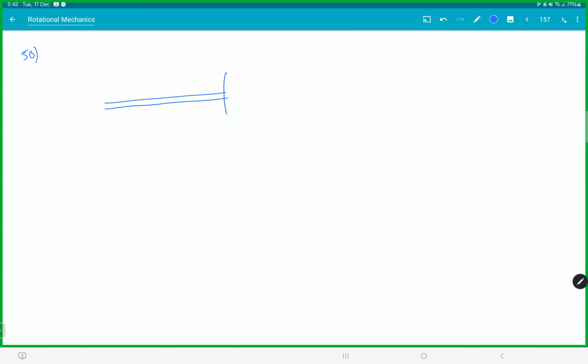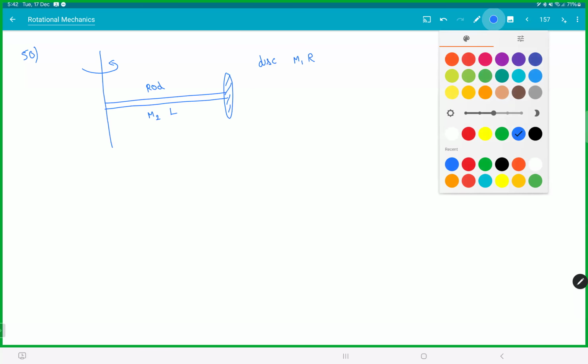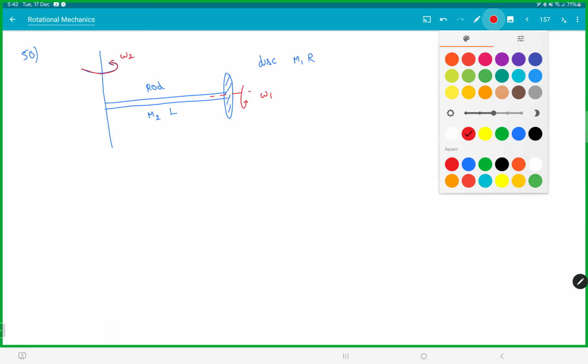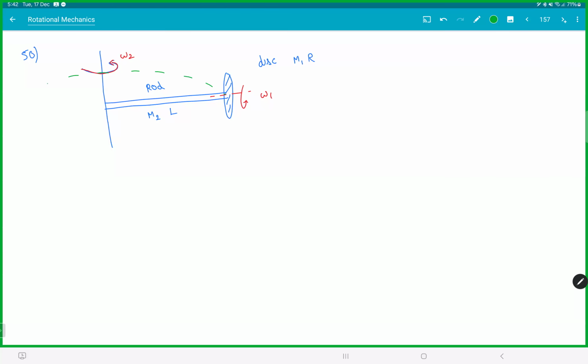Let's say we have a rod here. We have a disk. Let's say mass is m1, radius is r. This is a rod. Let the mass be m2, length is l. So the disk is rotating about its own axis with omega 1, and this whole setup is rotating with omega 2. Meaning, if you see now, this setup is rotating like this. Able to visualize how it is?